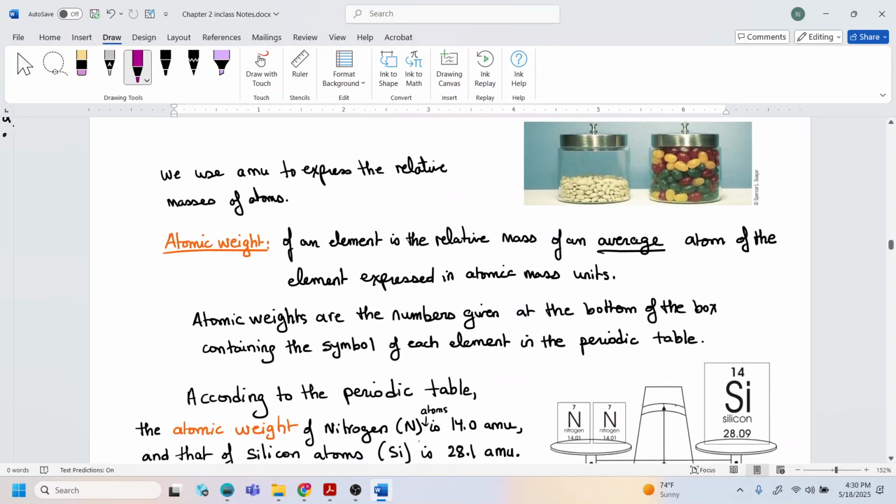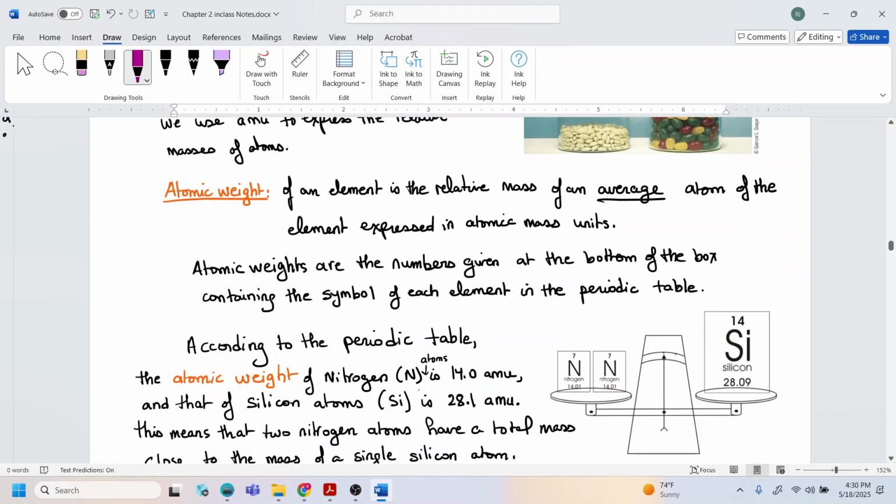To define the atomic weight, if you look at an element, we said that the element is made up of the atomic number and the mass number. So it's nothing different than the mass number. So atomic weight is actually the relative mass of an average atom of the element expressed in atomic mass unit. So in other words, the atomic weight is the mass number of the element. Atomic weights are numbers given at the bottom of the box, which is equal to the mass number.